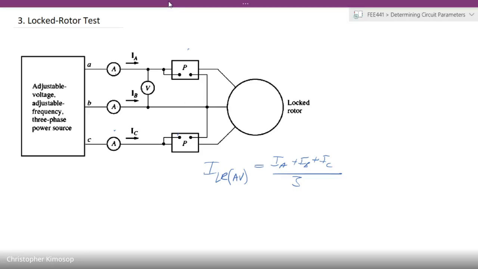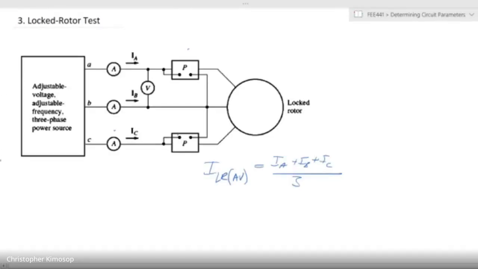Average current, right? Now, once again, the source that we have, we start it off from a 0 voltage and a 0 hertz frequency, and we slowly increase the voltage and the frequency, bearing in mind that we don't want to burn out the windings that are within the motor, okay?